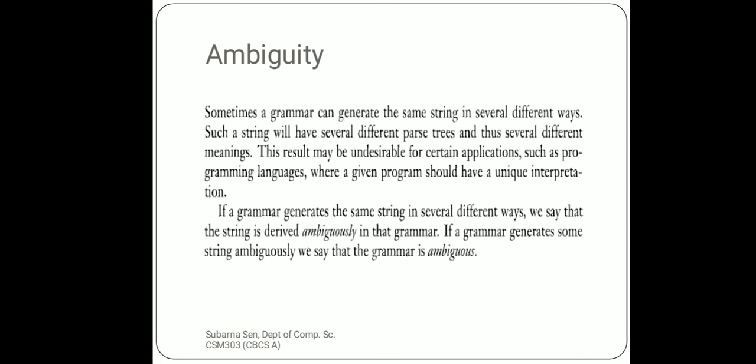Okay. Now this is the most important part, and ultimately you can see it is the goal of studying the parse tree. So we will define what ambiguity is. Sometimes a grammar can generate the same string in several different ways. Such a string will have several different parse trees and thus several different meanings. This result may be undesirable for certain applications, such as programming languages, where a given program should have a unique interpretation.